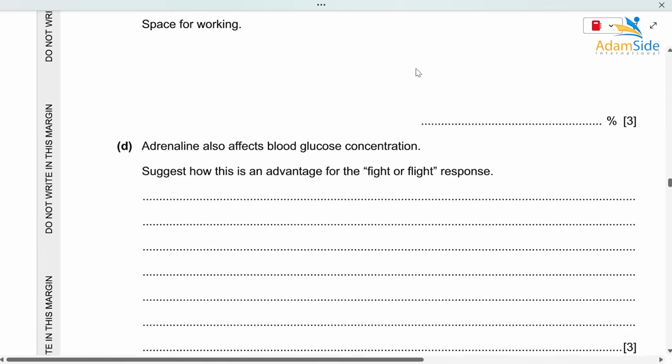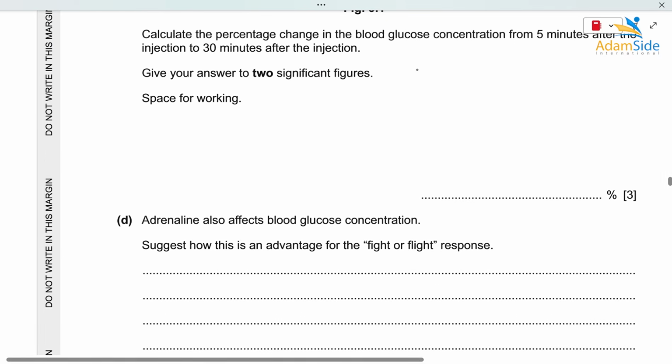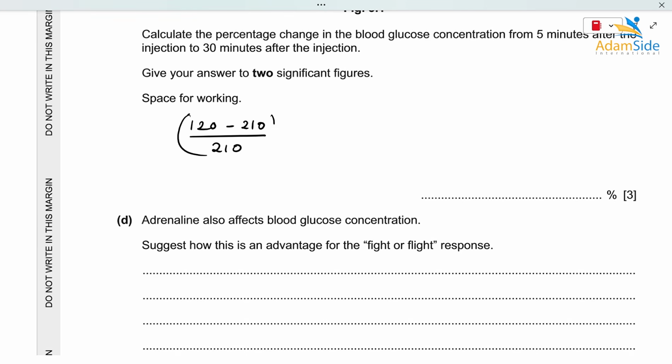So how are we going to get this difference? We'll take the reading at 30 minutes, which is 120, minus the reading at 5 minutes, which is 210. And then this whole thing, we divide by the reading at 5 minutes, which was 210, and then multiply by 100, and work it out in the calculator. The answer should be in two significant figures. So this is approximately equal to negative 43. So write the answer here, negative 43.